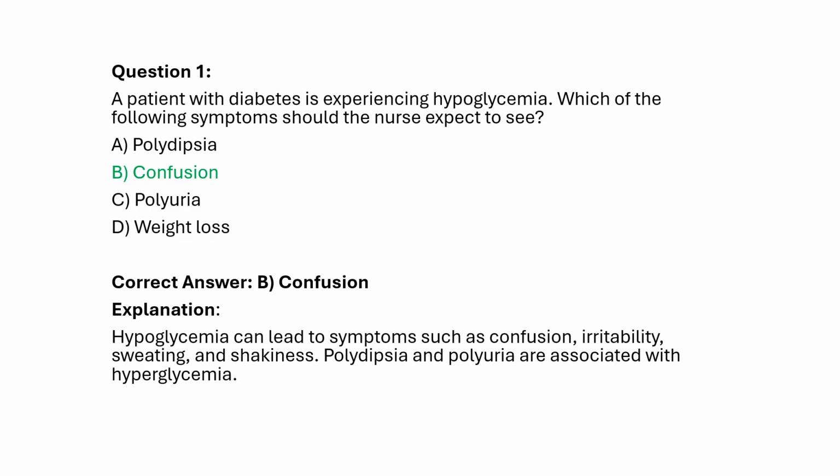Correct answer. Option B, confusion. Hypoglycemia can lead to symptoms such as confusion, irritability, sweating, and shakiness. Polydipsia and polyuria are associated with hyperglycemia.